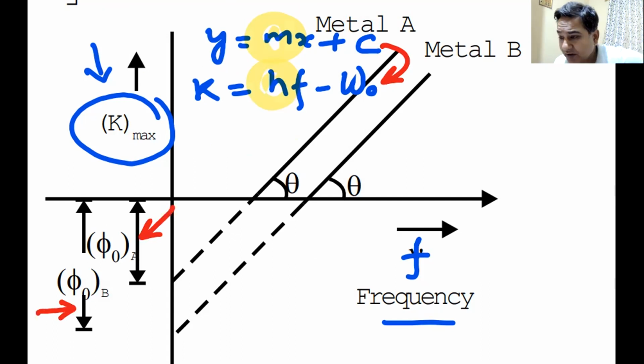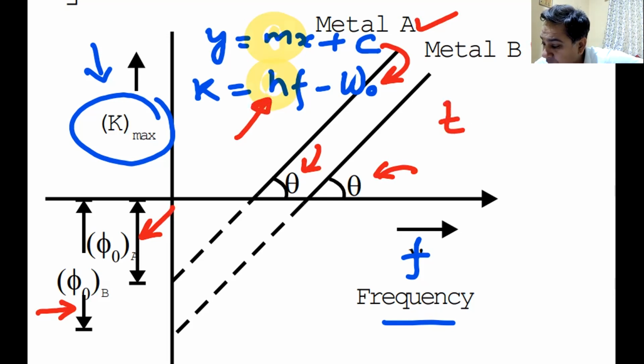So I have drawn the graph for two metals, metal A and metal B. Both these graphs are inclined at the same angle, because the slope of this graph is constant and the slope of this graph is equal to h. So tan of this theta, which is the slope of this graph, which I draw for any metal, the tan of this theta will be equal to h.